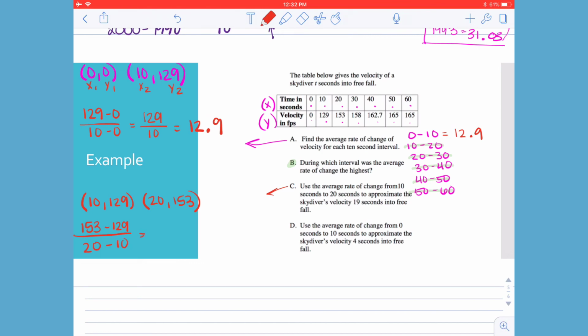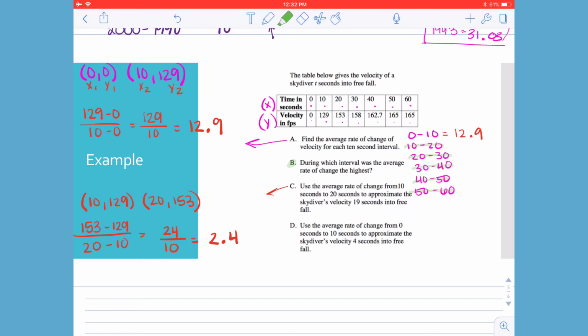When I solve these particular values in the numerator, I have 153 minus 129. That gets me 24. 20 minus 10 gets me 10. And when I solve and simplify, I get the solution 2.4. So that lets me know that I am increasing at a rate of 2.4.